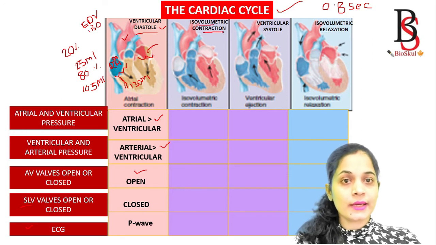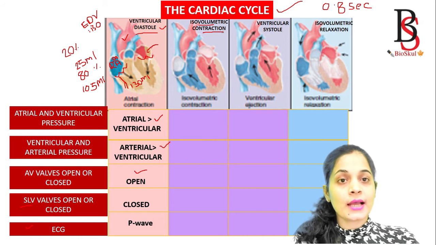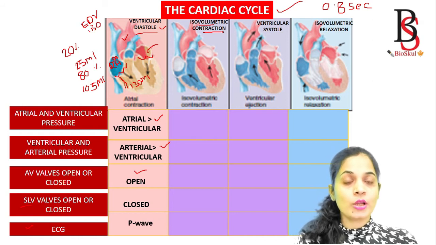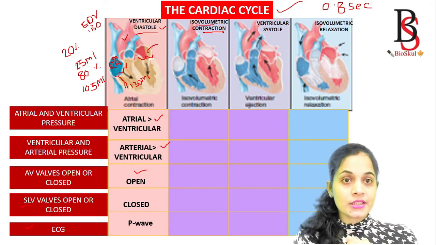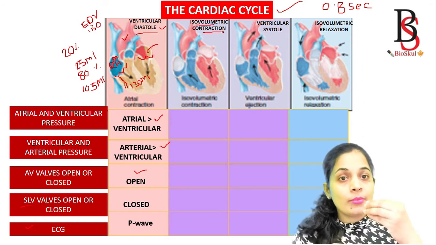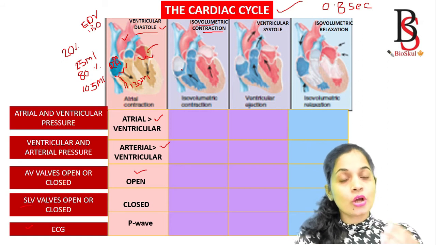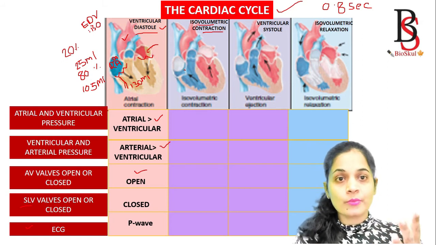Let's go to the next phase. The next phase is isovolumetric contraction. Iso means same, volumetric means volume. So now the blood volume is the same in the ventricle. That means neither does blood come into the ventricles, nor does blood move out of the ventricles.